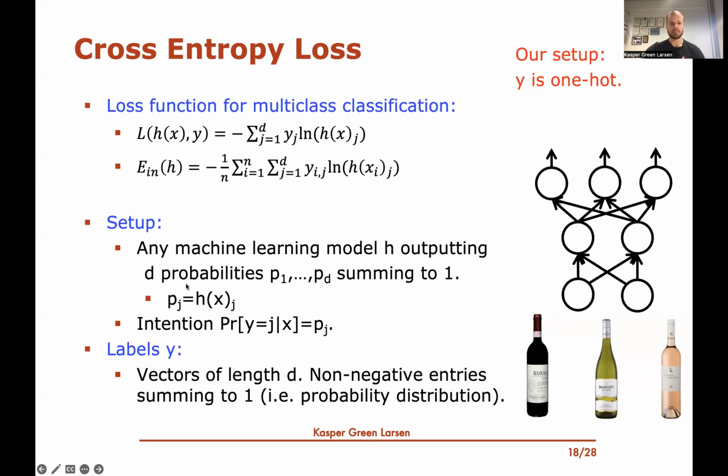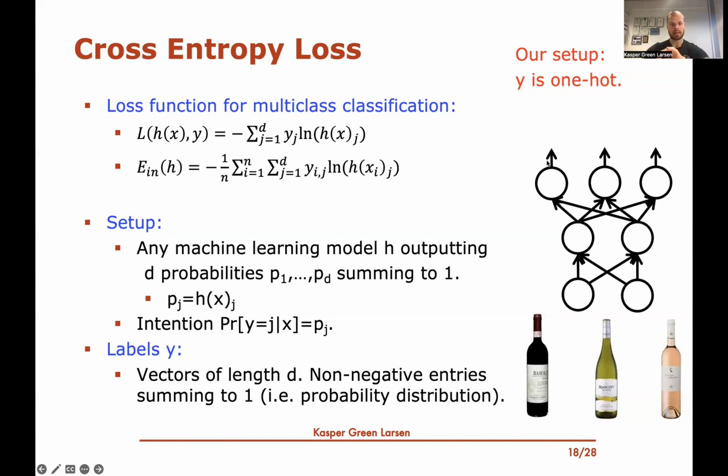And the intention is that each of these output probabilities should give the probability that the label is equal to a given j, given the input features, right? So suppose this is supposed to represent the probability that we see "who," and so forth. And so in this setup with label vectors, this cross entropy loss works whenever the labels are themselves a probability distribution, a vector of length D with non-negative entries summing to 1.